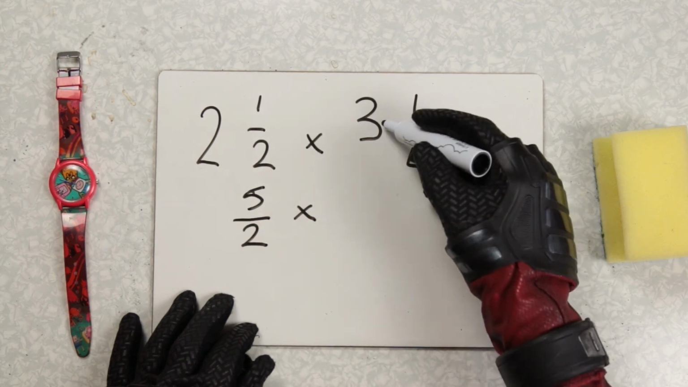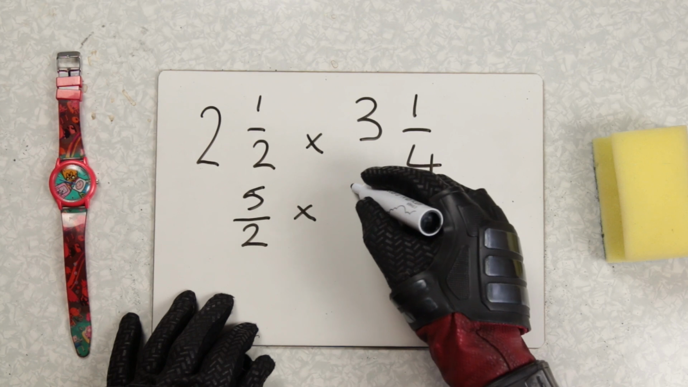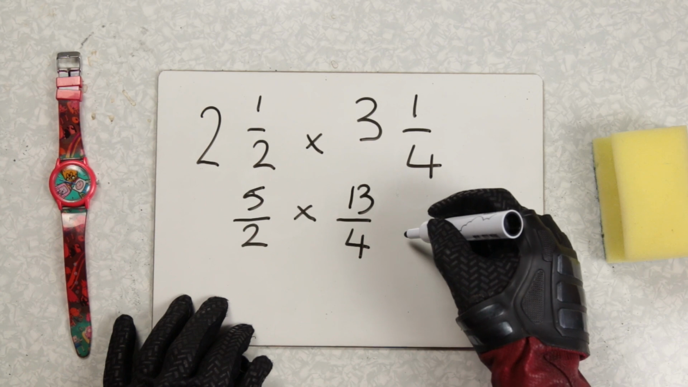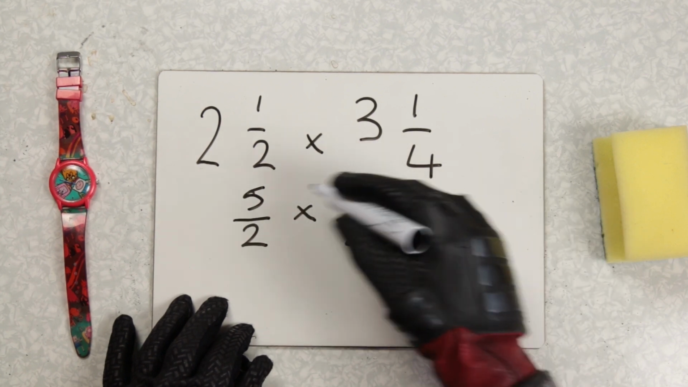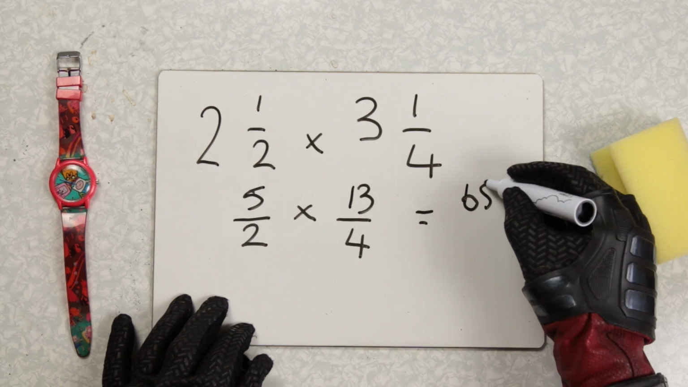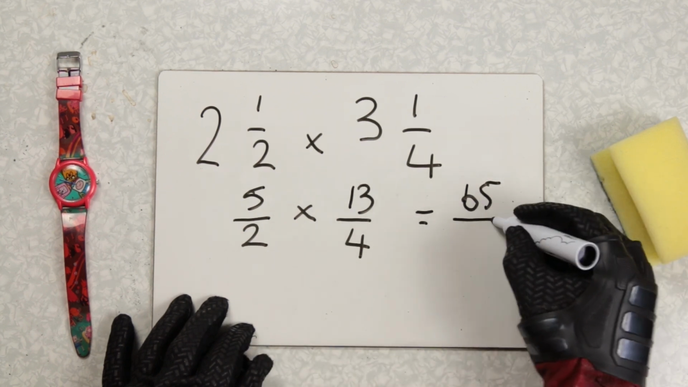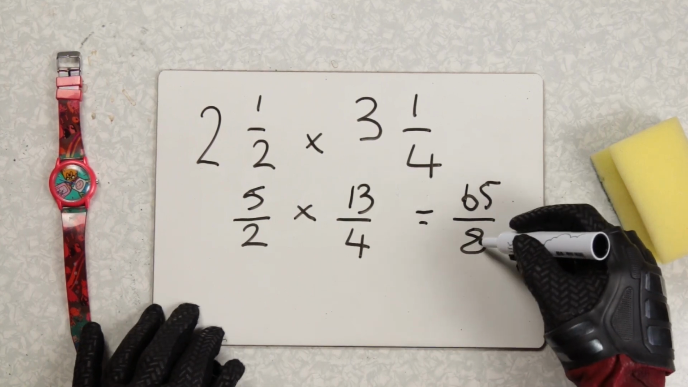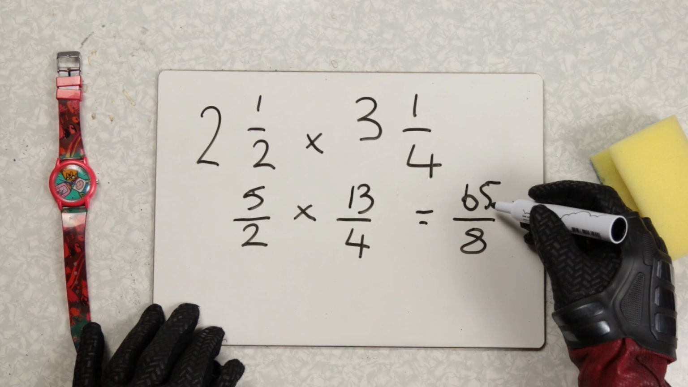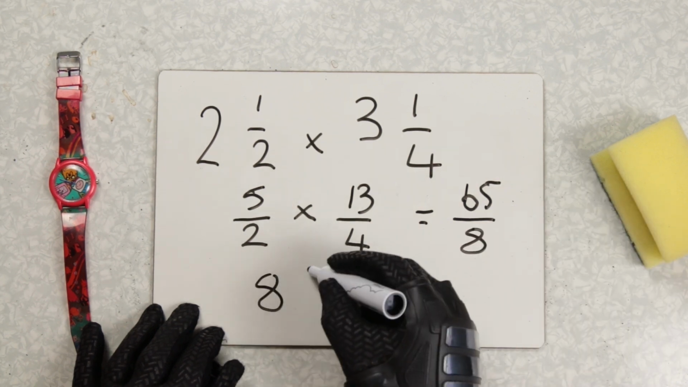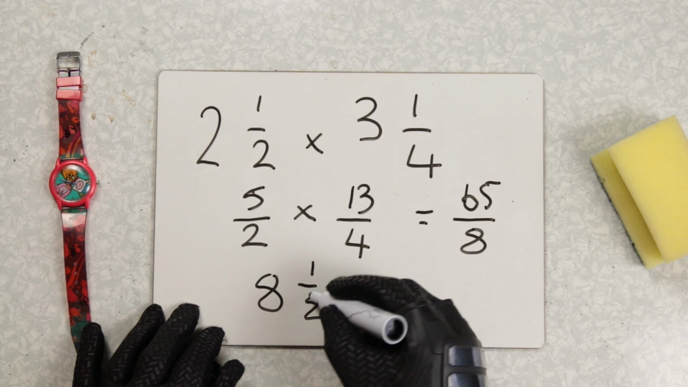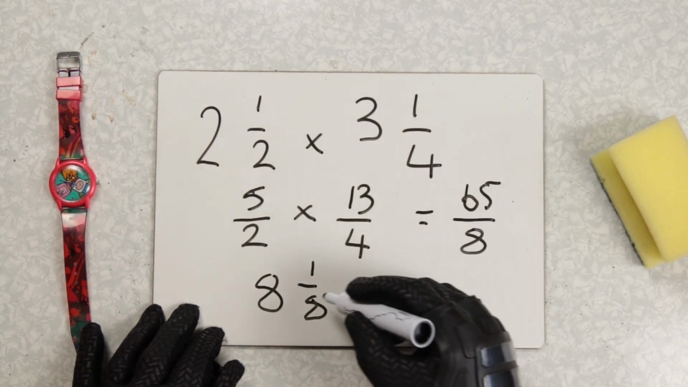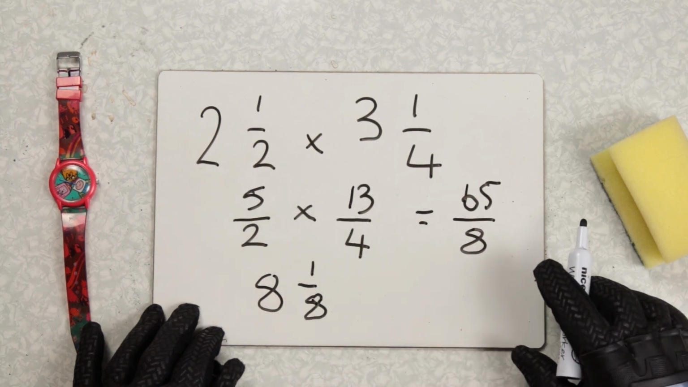Here we go. 3 multiplied by 4 is 12. Add the 1 is 13 over 4. And now we just do 5 multiplied by 13. Can you do that one? That's 65. And then 2 multiplied by 4 is 8. Now we can convert this back into a mixed fraction. 8 goes into 65, that's 8 times with 1 left over. So 2 1/2 multiplied by 3 1/4 is 8 1/8.